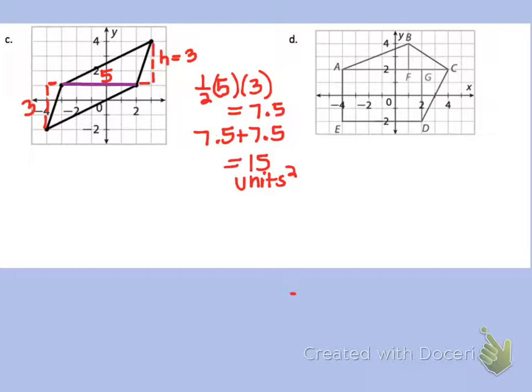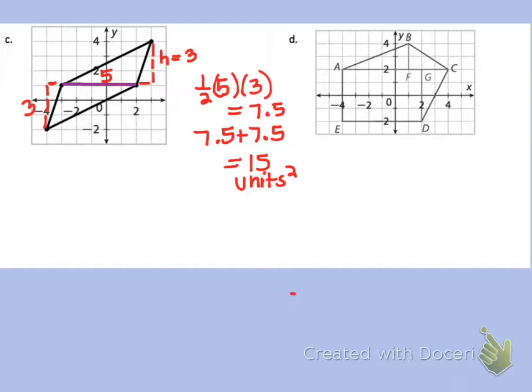Now D ends up being one of these what we call a composite figure. So if you look at that figure, it's not something that we have an area formula for. So we have only one choice here. We have to use a composite figure.